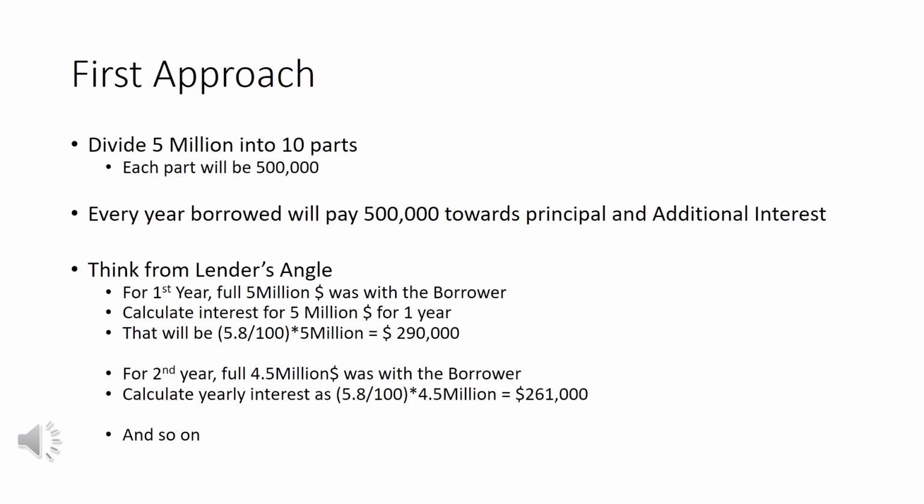So let's take this 5 million and divide it into 10 parts. Why 10 parts? The repayment is going to happen over a period of 10 years. So every year we will repay 500,000 of it. In 10 years we will repay 5 million, right?